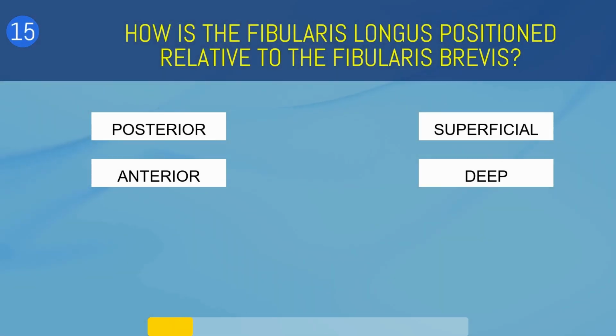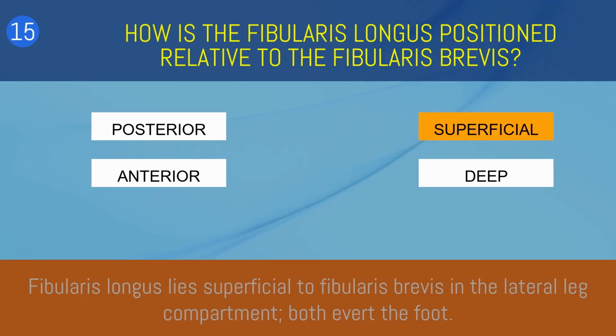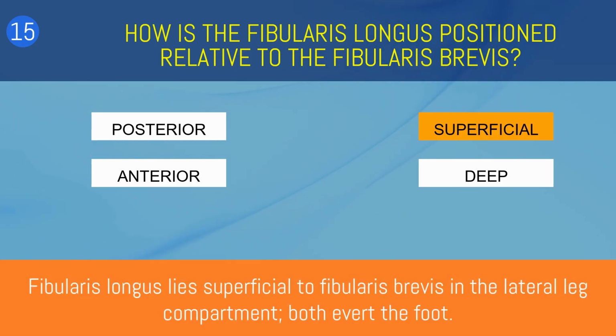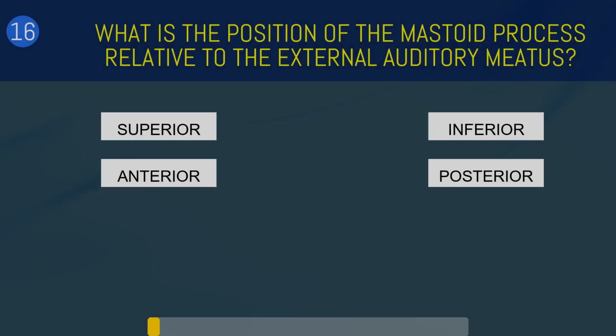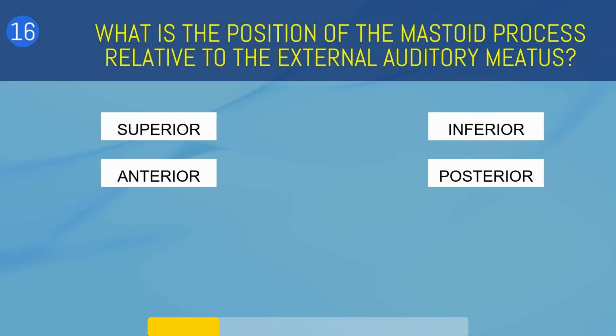How is the fibularis longus positioned relative to the fibularis brevis? Posterior, anterior, superficial, or deep? Superficial. Fibularis longus lies superficial to fibularis brevis in the lateral leg compartment. Both evert the foot.